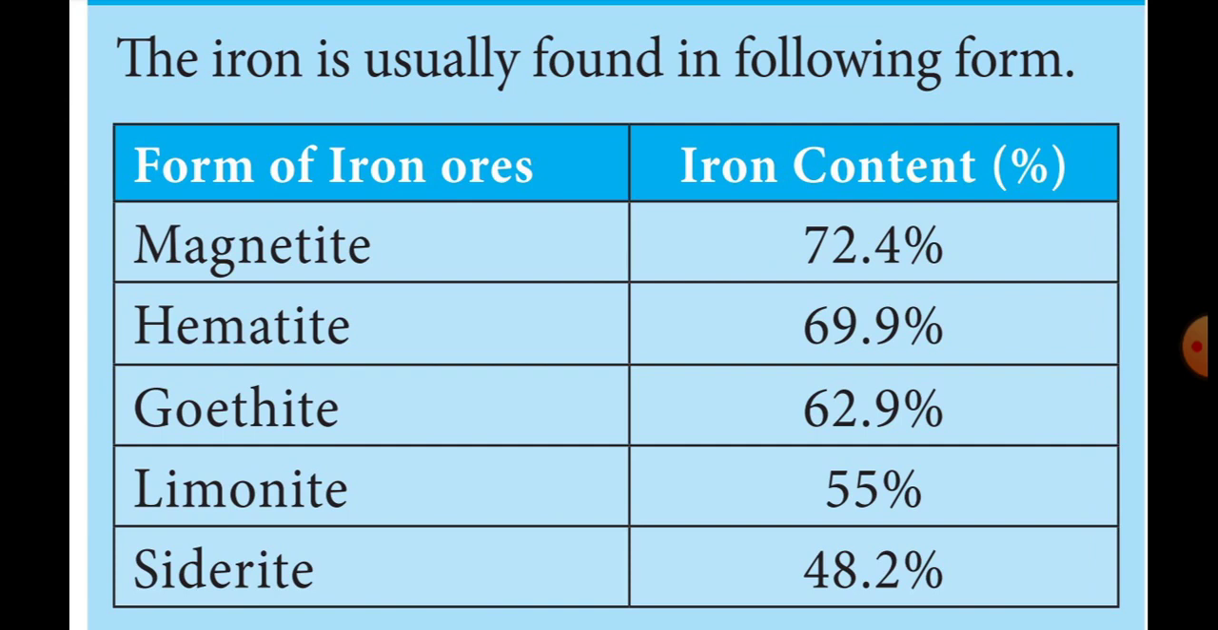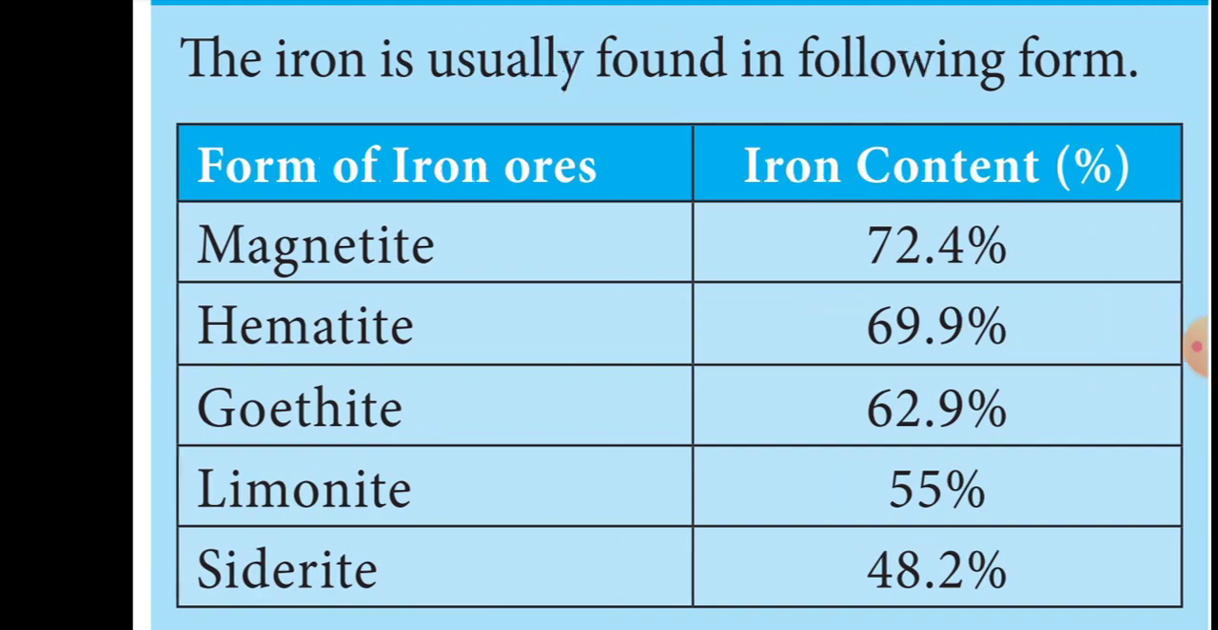Goethite, 62.9% of iron content is contained in goethite, limonite has 55% of iron content, and siderite has 48.2% of iron in these particular iron ores.